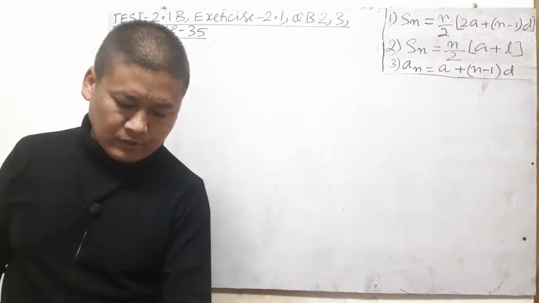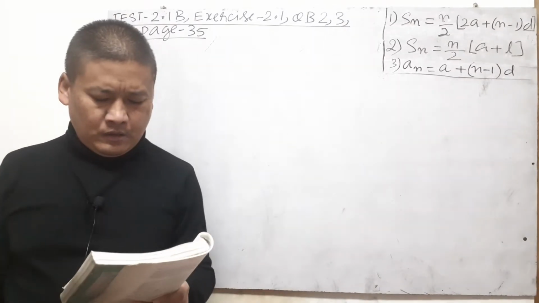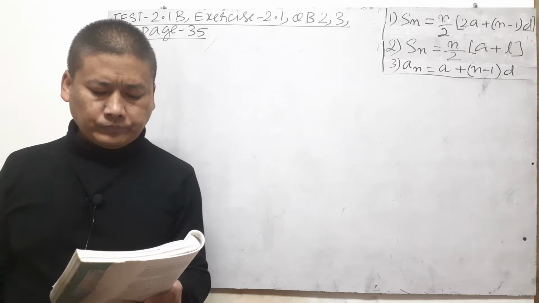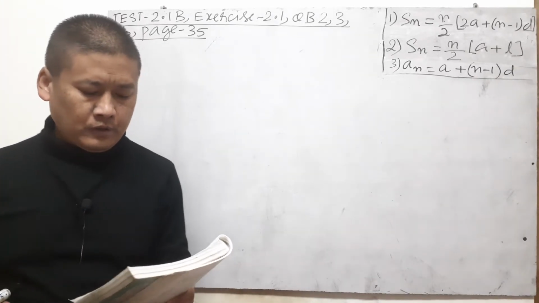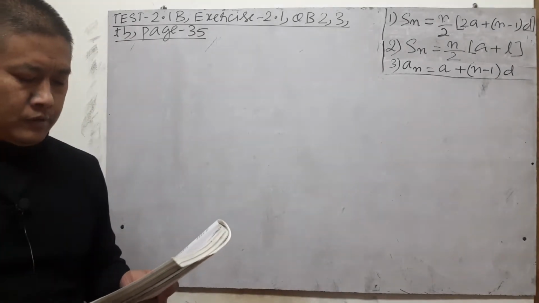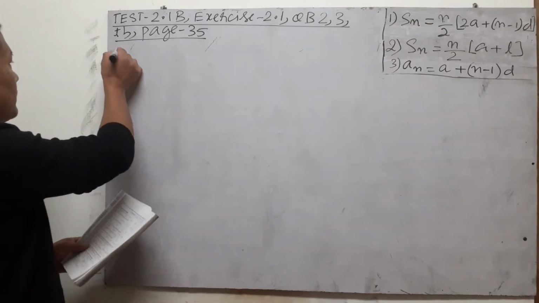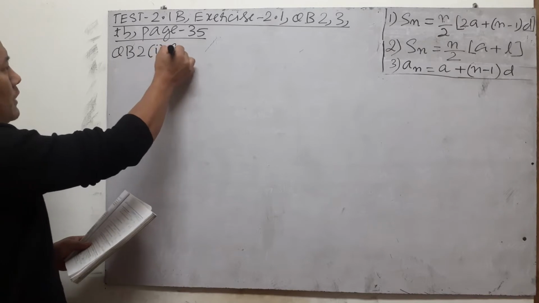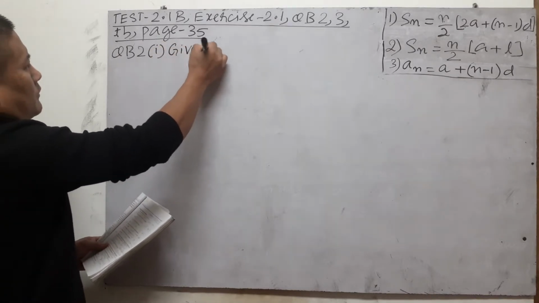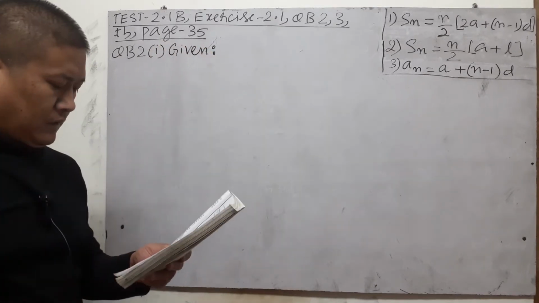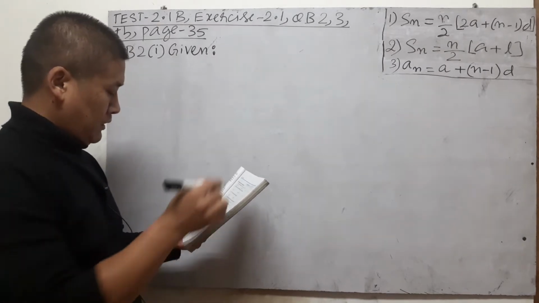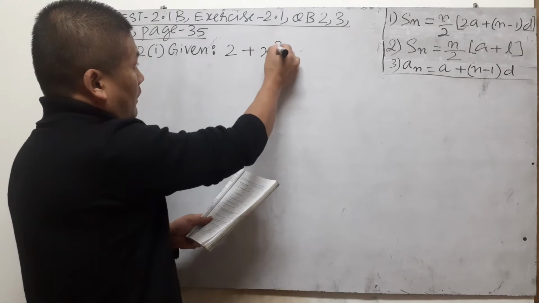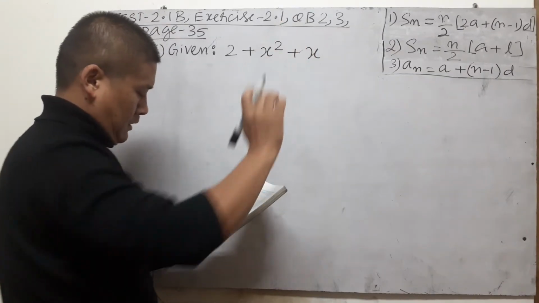Let me read the question for us. Number B2. Write the coefficients of x squared in each of the following. So we have to write the coefficients of x squared in each of these, in question number B2. Start with subheading 1. Given to us here in B2, subheading 1 is 2 plus x squared plus x.